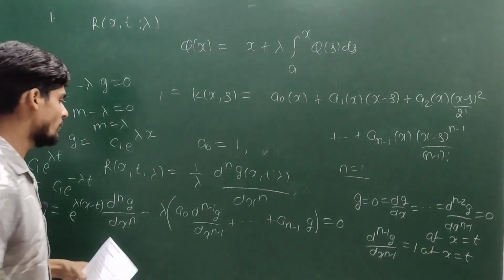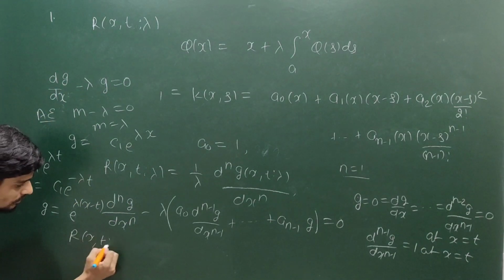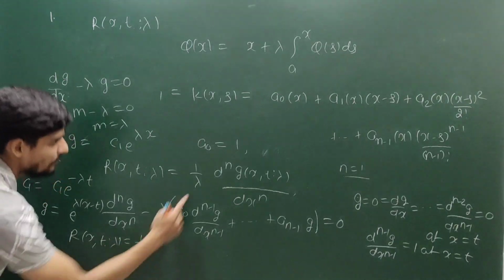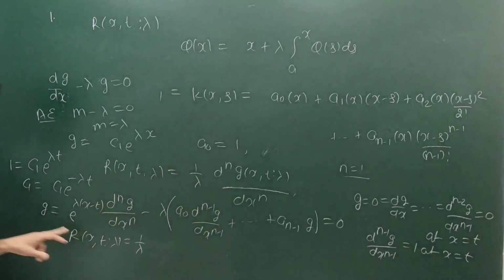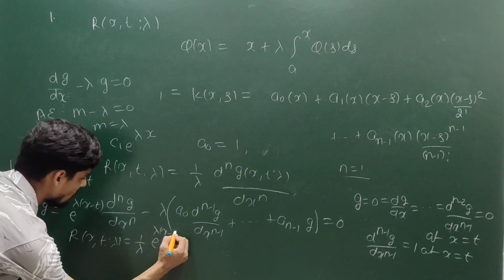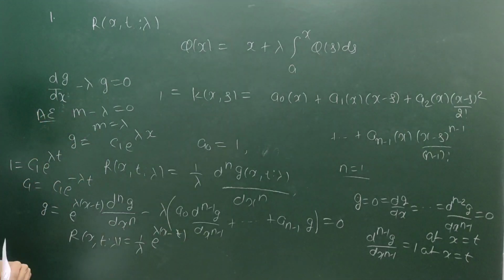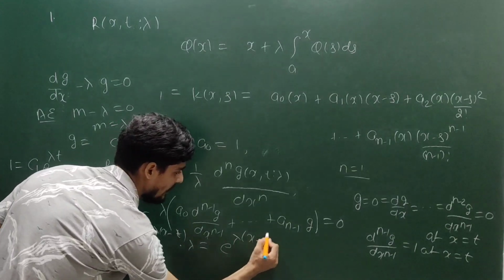Note this down: your R(x, t; lambda) will be 1 upon lambda times the derivative of g with respect to x, since your n value is 1. The derivative with respect to x gives lambda e^(lambda (x - t)), so it will give you e^(lambda (x - t)).